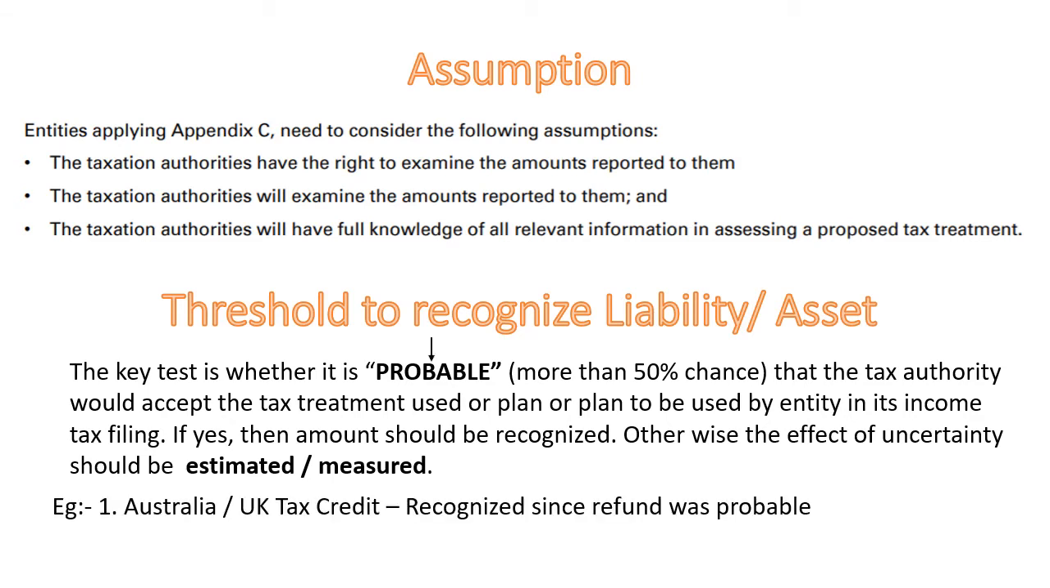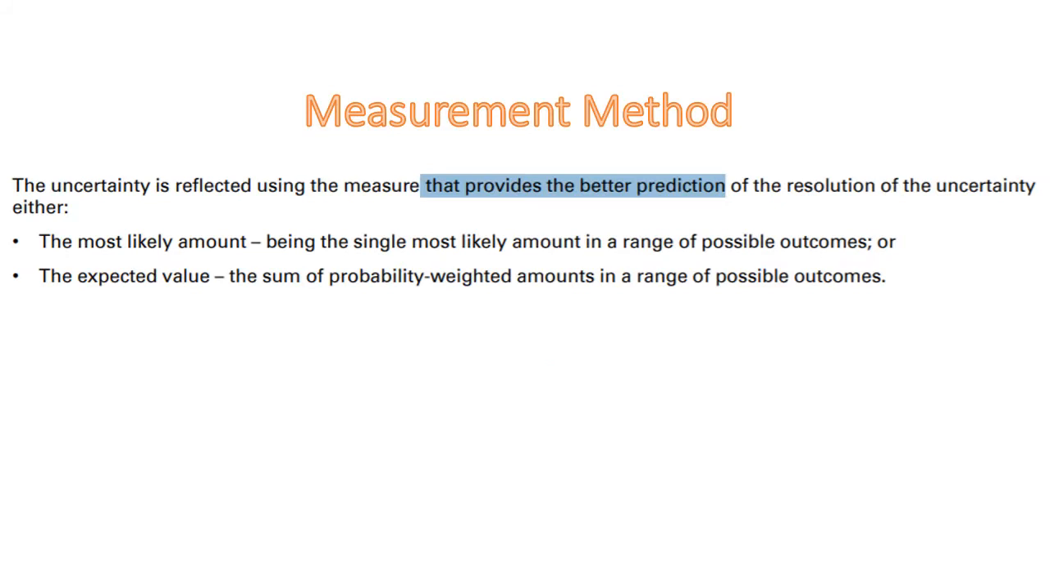For example, let us take a situation of India, Australia or India, UK DTAA. If a person has paid tax in a foreign country and as per DTAA, credit will be available in India, it should be recognized in books, or else the test of probability should be conducted in case of uncertainty, and the amount of credit should be measured as per the measurement method shown in the following slide as given in this amendment.